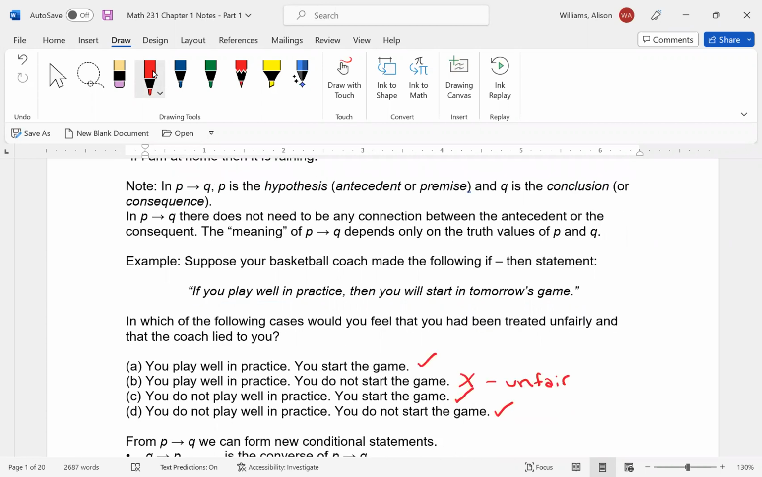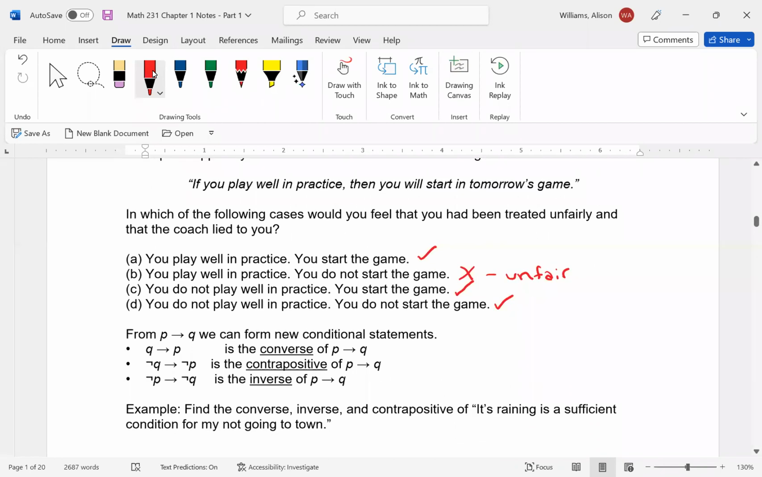Now we can create some new conditional statements from the if then format. The first is called the converse. The converse reverses the premise and conclusion, so it switches the P and the Q. That's the converse. The contrapositive switches them and makes them negatives.